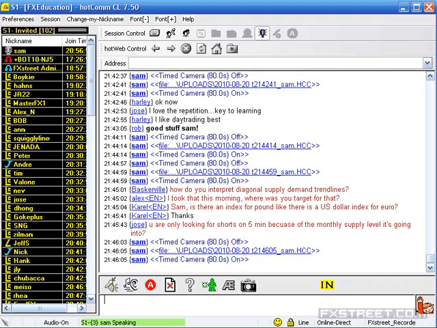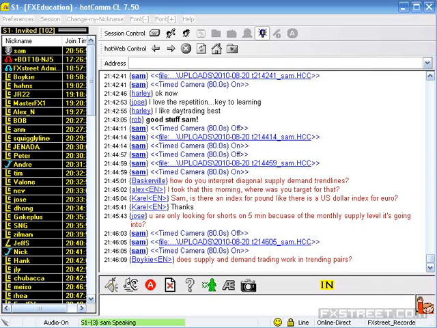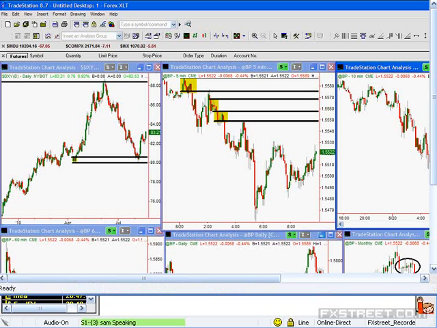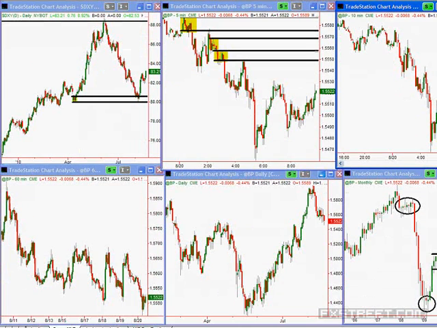Let me grab the chart again. There you go, that chart in the upper right corner. The reason why I wouldn't take a position there is because demand is too close. Look what's right below it.